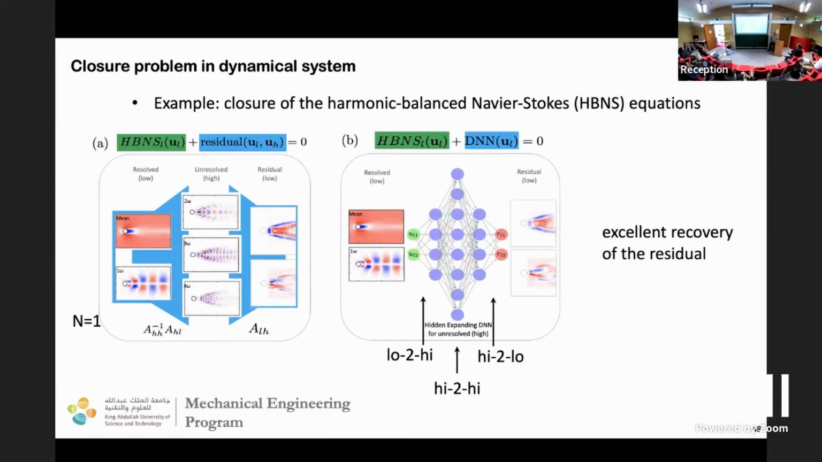What is the label data set and how do you train this autoencoder? You train on the residual. Okay, so on the DNS. Yes, residual, so that's the label data. Yes, so you see the truth. Yes.